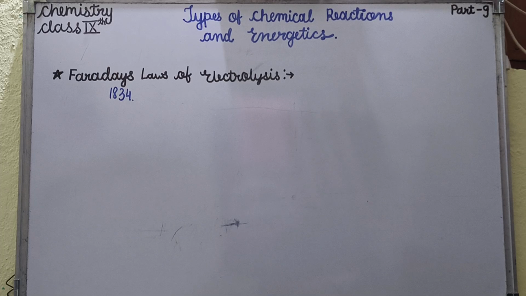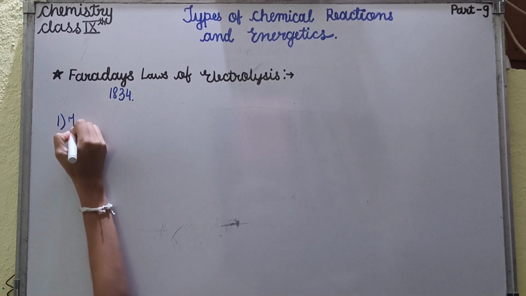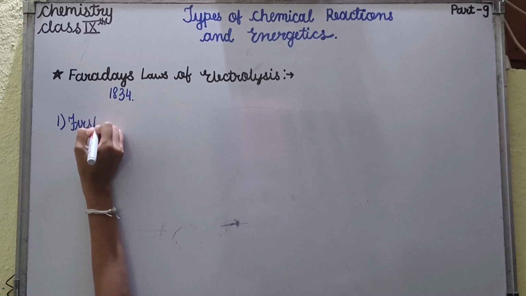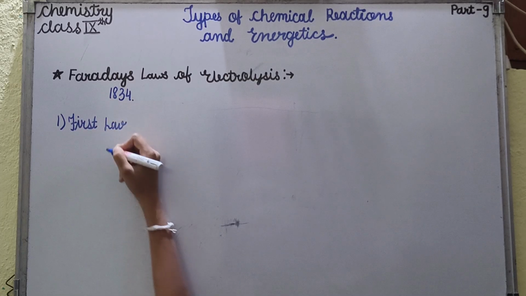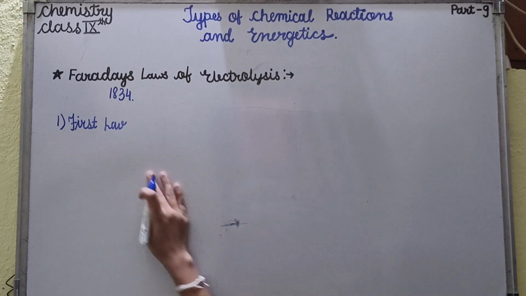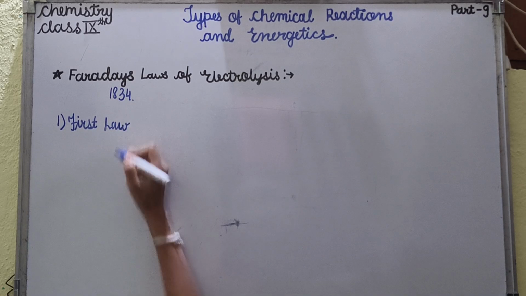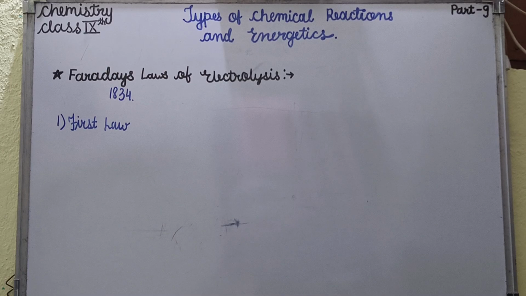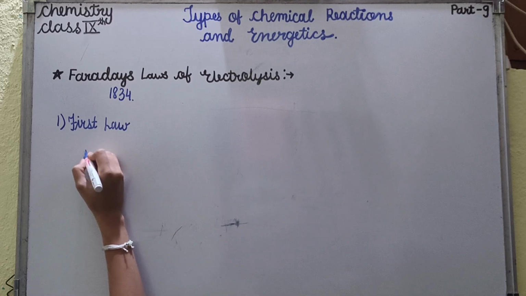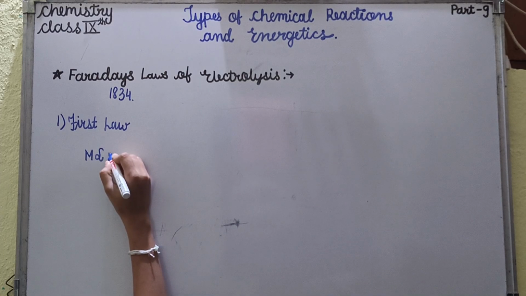Now our topic is Faraday's first law of electrolysis. The amount of a substance produced during electrolysis is directly proportional to the quantity of electricity passed through the electrolyte. Mass of the substance deposited is directly proportional to quantity of the electricity passed.